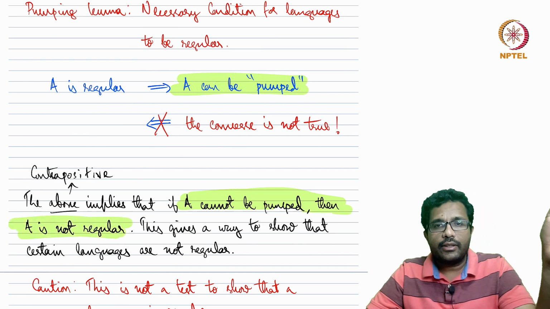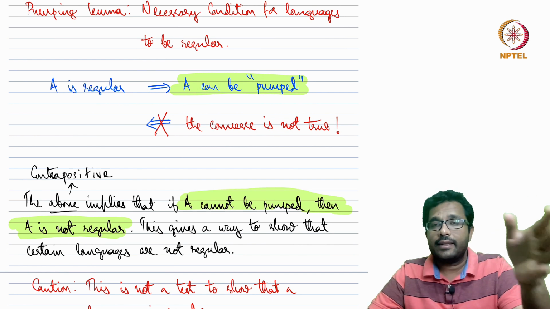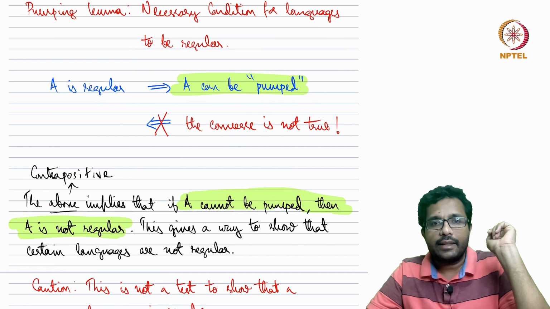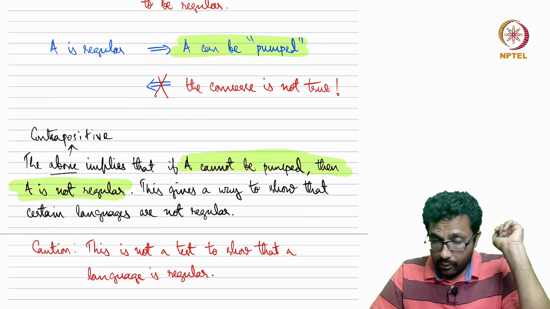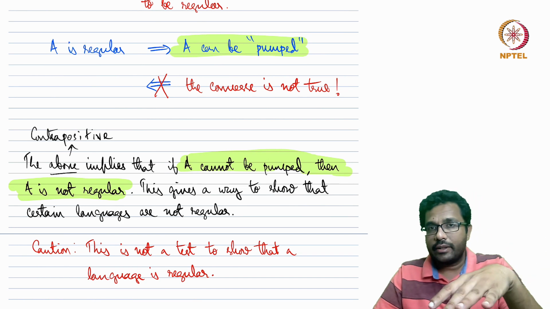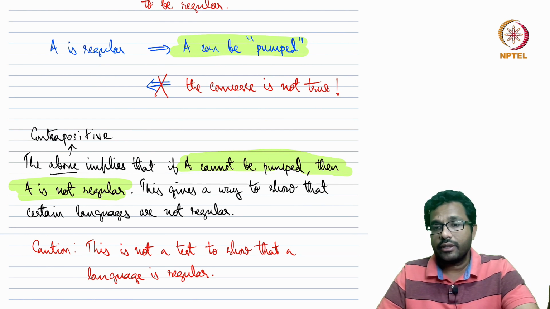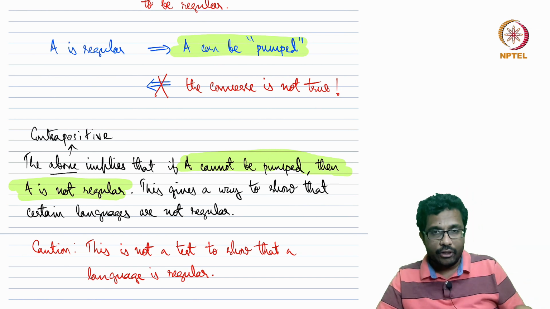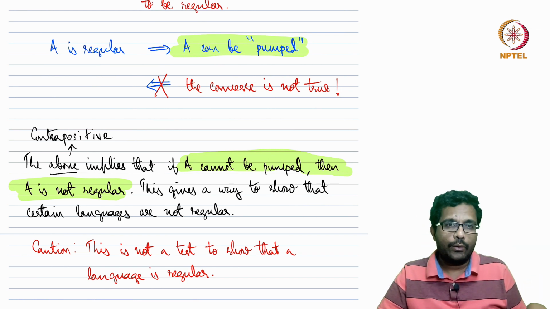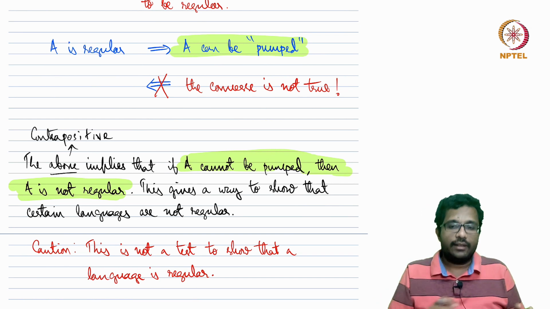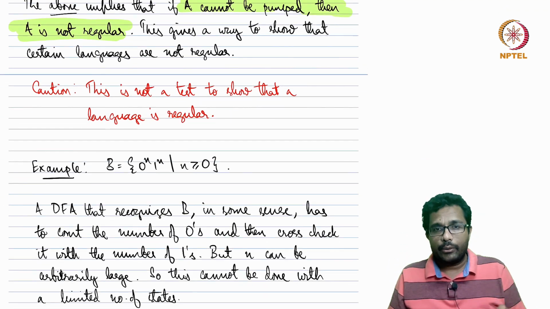So now this is a way to show that certain languages are not regular. If we show that a language cannot be pumped, then it implies that the language is not regular. Once again, it is only the contrapositive that is true. For any statement, the contrapositive is true. The converse is not true. So just because A can be pumped, we cannot infer that a language is regular. It's only a necessary condition, which means that if it does not meet this condition, then we can infer that the language is not regular.